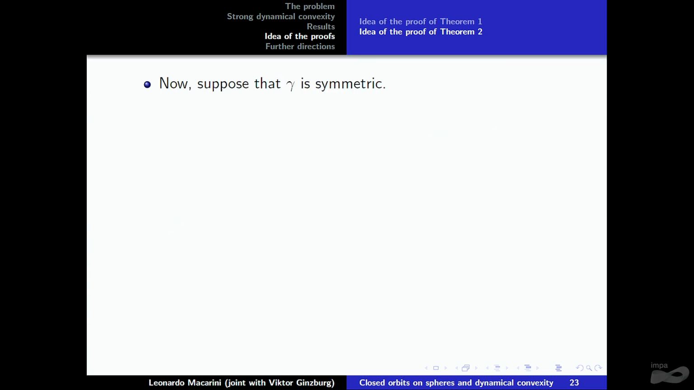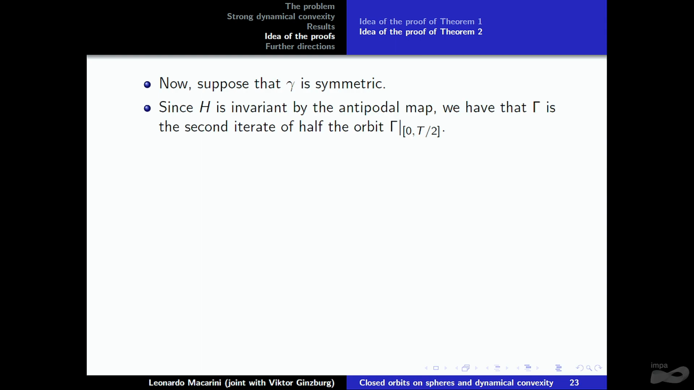The point is this. Suppose that gamma is symmetric. Since H is invariant by the antipodal map, we have that the linearized Hamiltonian flow is the second iterate of the linearized Hamiltonian flow along half the orbit. That's the point. Why is it true?